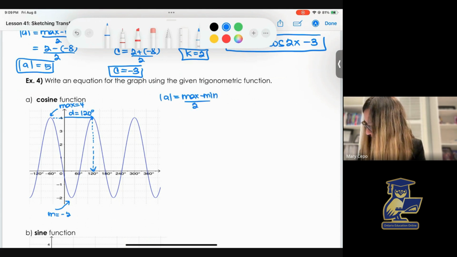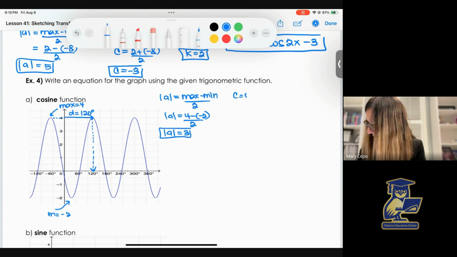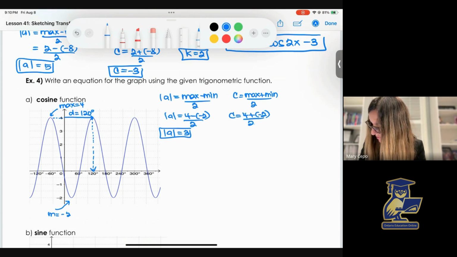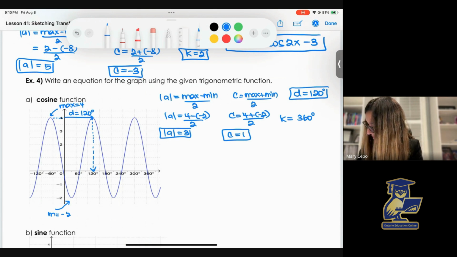divide that by 2. So A is equal to 4 minus negative 2, divide that by 2, which is 3. C is going to be max plus my min, divided by 2. So C is 4 plus negative 2, which is 2, divided by 2, which is 1. Okay, so we know from the graph, D is equal to 120. And then we know that K is going to equal 360 divided by the period.